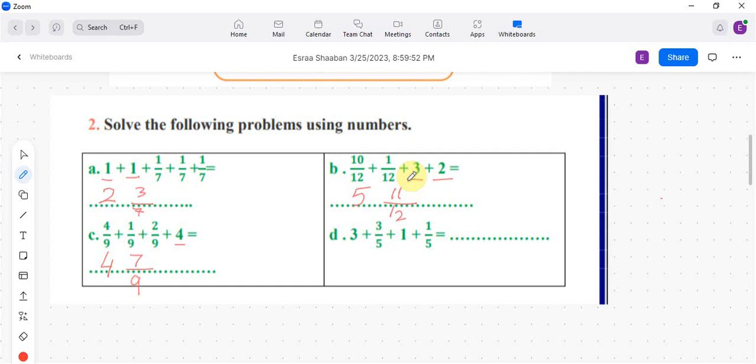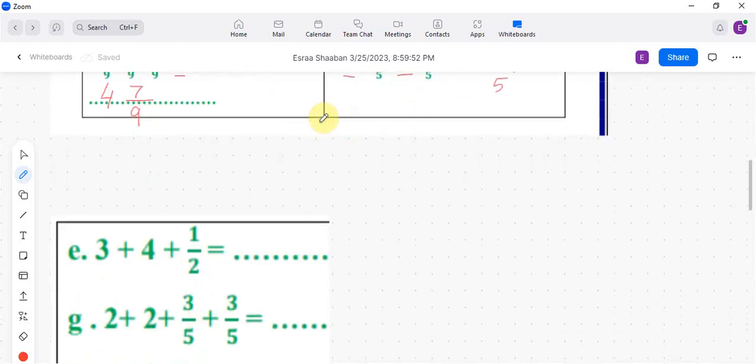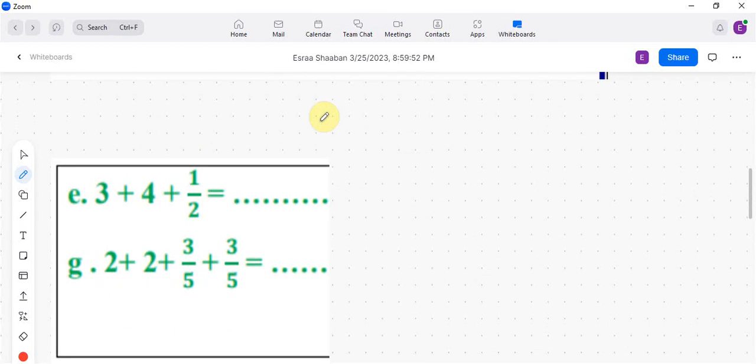Letter D, 3 plus 3 over 5 plus 1 plus 1 over 5. So add the wholes together. 3 plus 1 equals 4. And after that the fractions. 3 plus 1 equals 4 over 5. So this is a whole number and this is a proper fraction: 4 and 4 over 5.